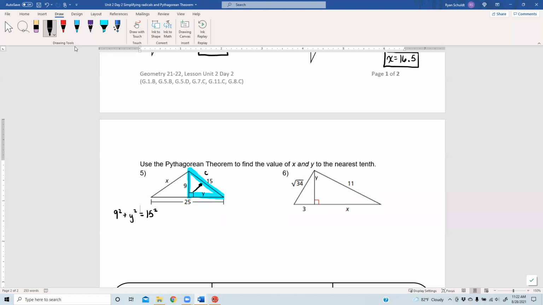I think this is going to be one of those triples we just talked about. So I got 9 and 15. 9 squared is 81 plus y squared equals 15 squared, which is 225. Move the 81 over.